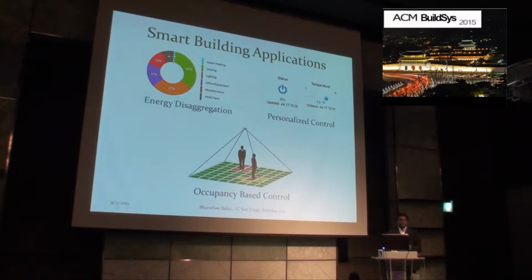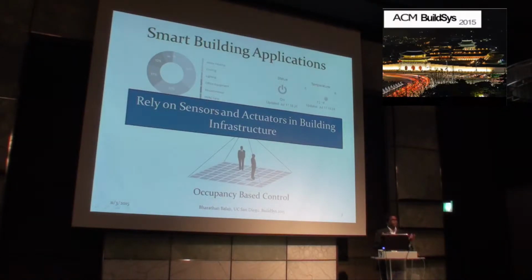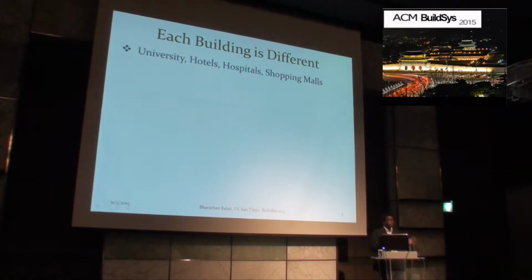Our building community has come up with a lot of innovative applications which make buildings more efficient and give us more insights into what is going on in the buildings, such as occupancy detection and other personalized services. All of these applications rely on the building infrastructure to properly use the sensors and actuators that already exist. But every building is different.